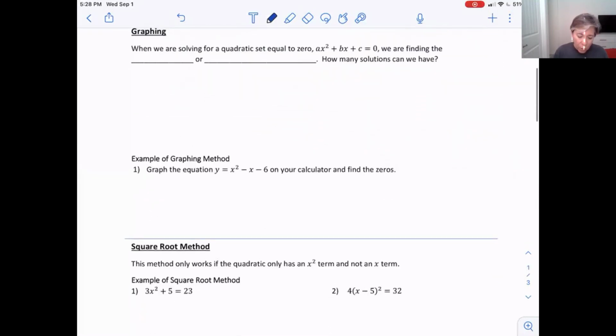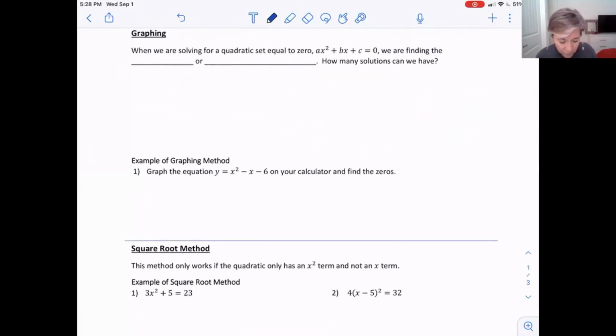So first of all, when we're graphing, when we're solving for a quadratic set equal to 0, remember that's like saying the f of x is 0, that output value. So we're finding the zeros or the x-intercepts. So again, when we're trying to solve a quadratic set equal to 0, it depends on how many x-intercepts we have as to how many solutions we can have.